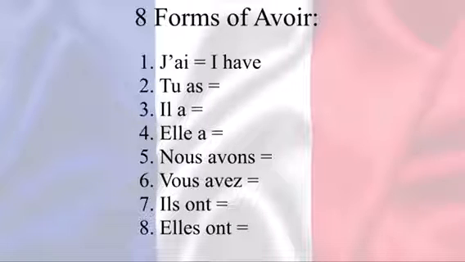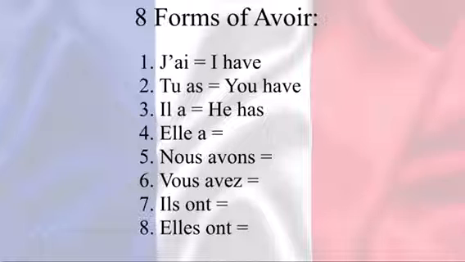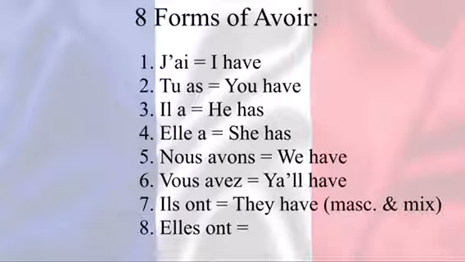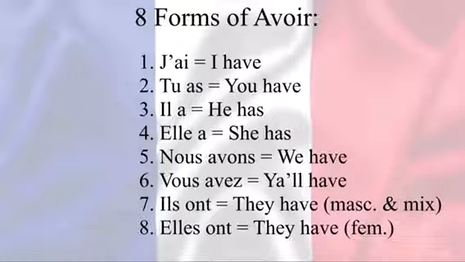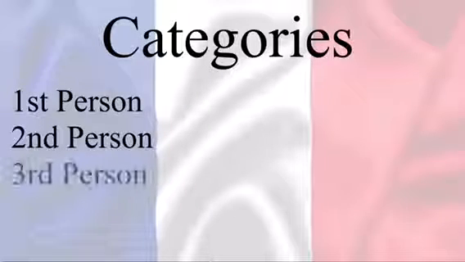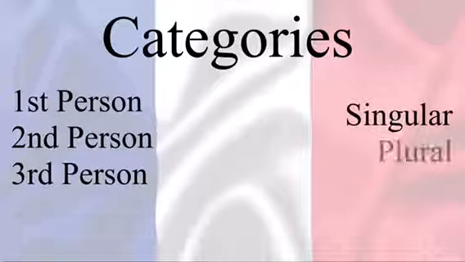J'ai means I have, tu as means you have, il a means he has, elle a means she has, nous avons means we have, vous avez means y'all have, ils ont means they have for masculine and mixed, and elles ont means they have for feminine. This can be divided into first, second, and third person, as well as singular versus plural.